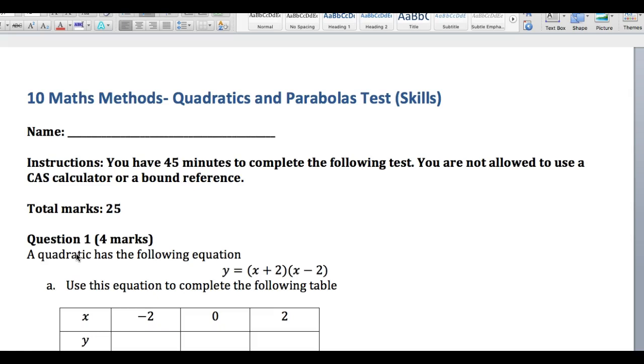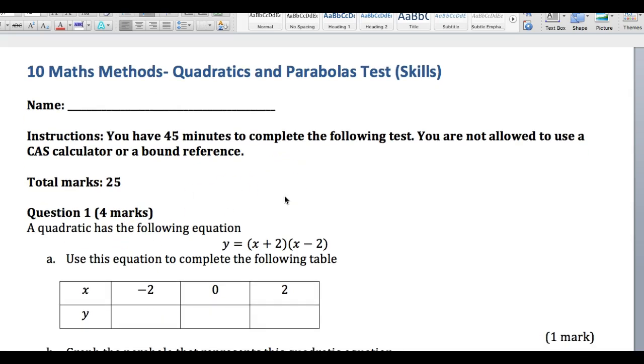Trust me, I will never assess you on a quadratic that is too hard to do by hand. If you had your calculator, that's fine, but remember this skills test is without a calculator, so I will only give you quadratics that you can do quite easily by hand. All right, let's move on.